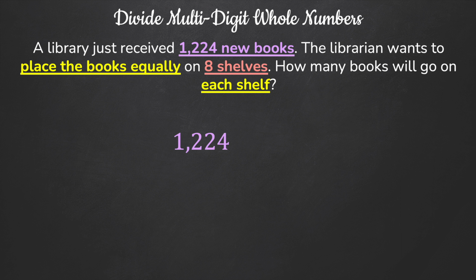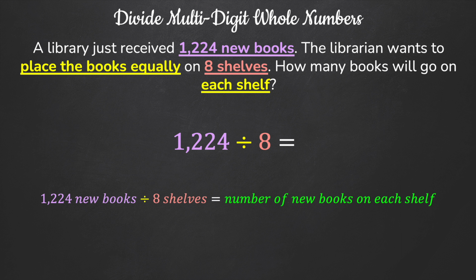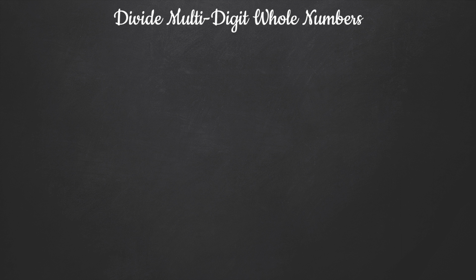That means we'll take 1,224 and divide that by 8. And basically what we're doing is we're taking the 1,224 new books and dividing it by the 8 shelves to figure out the number of new books that's going to go on each shelf. So let's go ahead and divide.